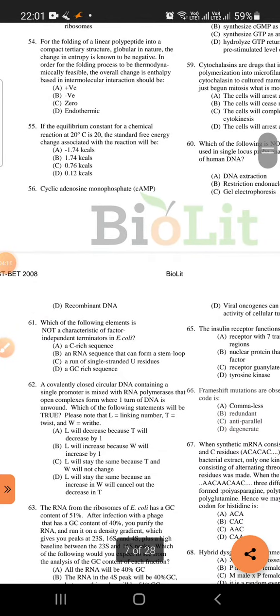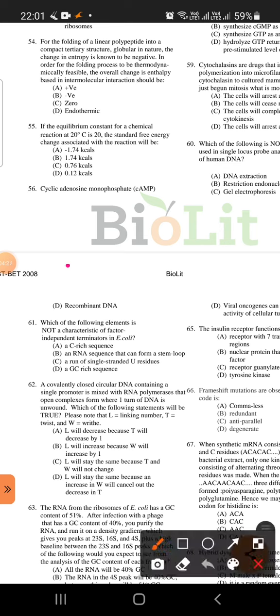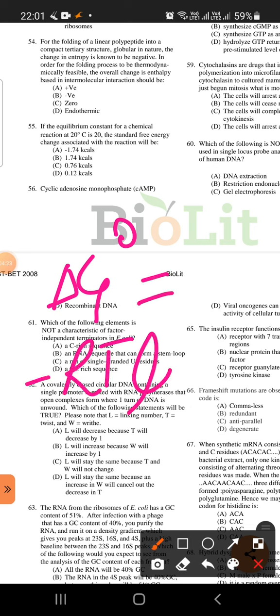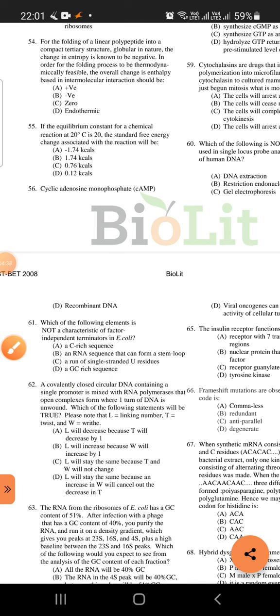Now comes question 55. If the equilibrium constant for a chemical reaction at 20 degrees centigrade is 20, then the standard free energy change associated with the reaction will be. So the formula for the calculation of standard free energy change and its dependence on temperature is delta G naught, the free energy change, is equal to minus RT ln Keq. All of you will be able to solve the question when it comes, but the thing you have to keep in mind is the units.